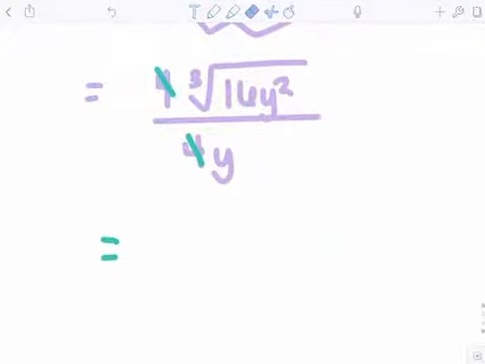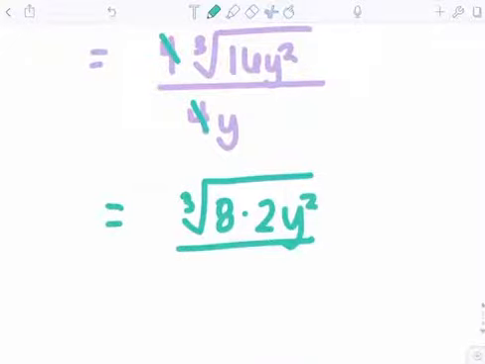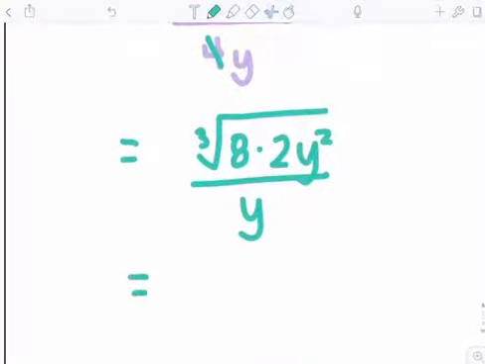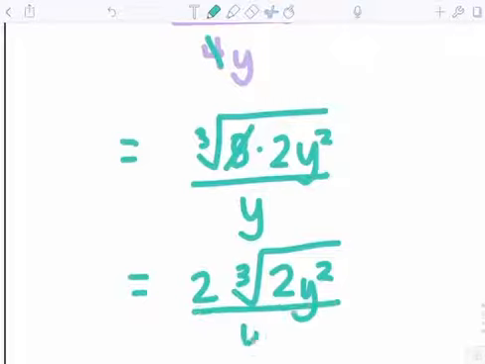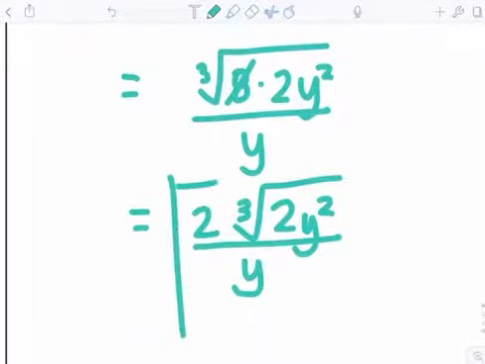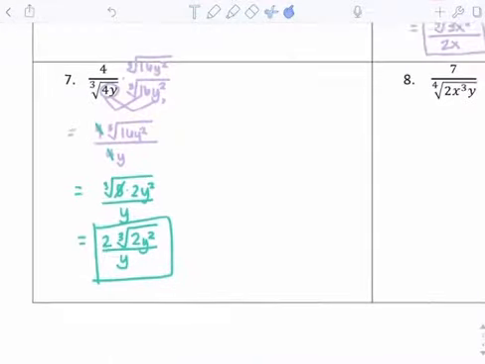And sorry, there's actually a perfect cube that lies in 16, right? So actually I could break up 16 into 8 and 2, because 8 is a perfect cube, right? 2 times 2 times 2. So I'm going to take the cube root of 8, that's 2, cubed root of 2y squared all over y. Okay, and then that is your final answer. So every time you do this, you need to make sure you are fully simplified, or else you'll make mistakes like I do. Okay, so always check to make sure you're fully simplified.